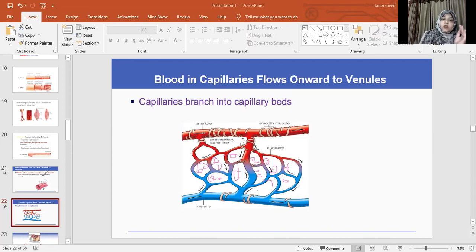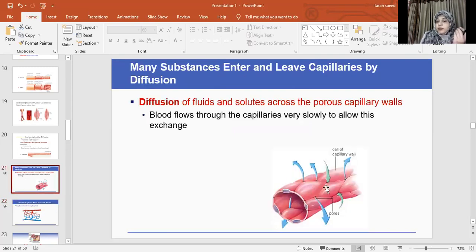So whenever we are talking about capillaries, you have to keep it in your mind that these are the site where they have small pores, and with the help of these pores, the diffusion process takes place.